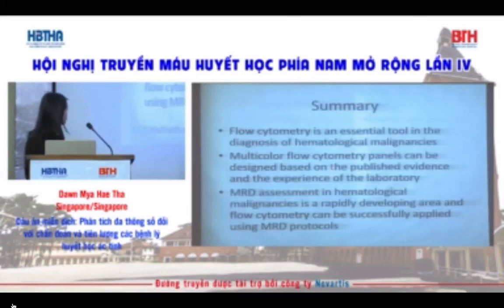Okay, so in summary, flow cytometry is an essential tool in the diagnosis of hematological malignancies. Multicolor panels can be designed based on the published evidence and the experience of the laboratory. And MRD assessment in hematological malignancies is a rapidly developing area, and flow cytometry can be successfully applied using MRD protocols.